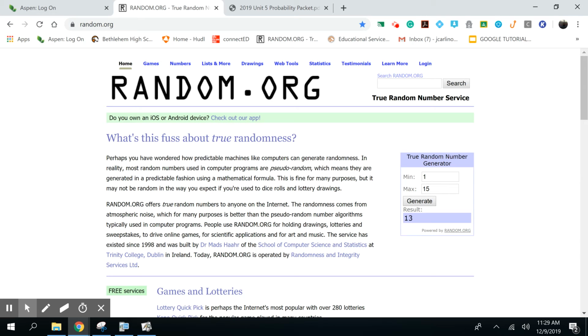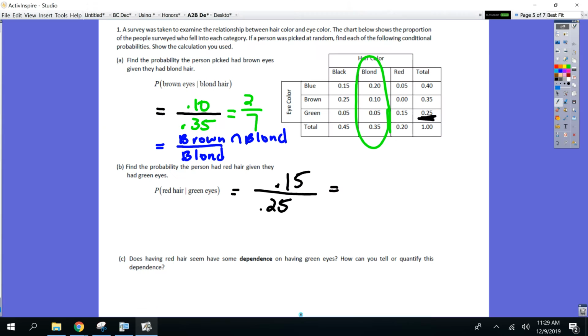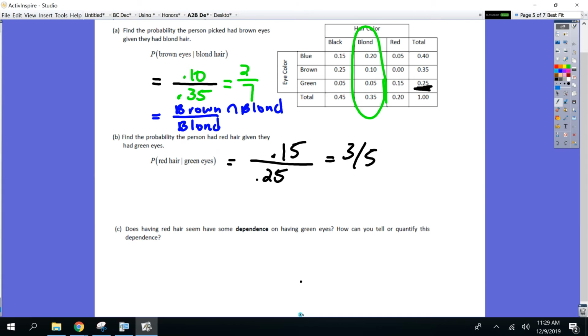13. What do we have as far as the final probability? Yeah, 13. That's the number I called. Okay. 0.15 divided by 0.25, turn it back into a fraction. 3/5. Yep. All right. Now to today's stuff.